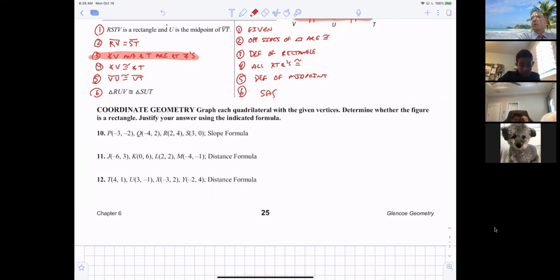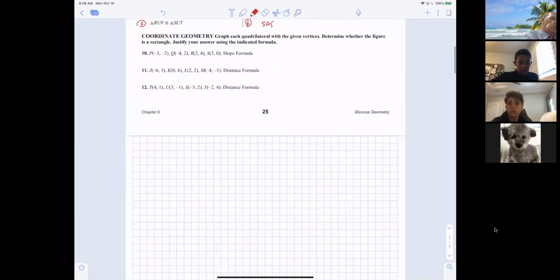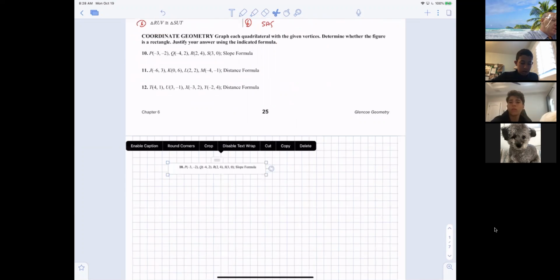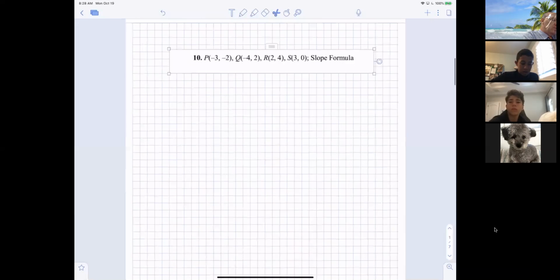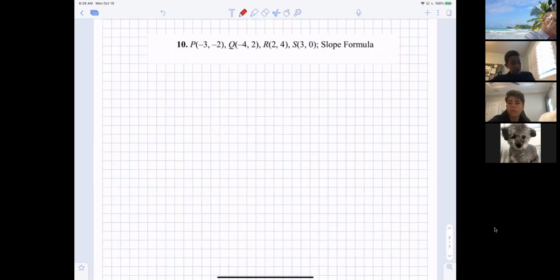Someone. Brady. If like the opposite lines are perpendicular. Yeah. If consecutive sides, you're comparing consecutive sides. If the consecutive sides' slopes are perpendicular. All right, that's what we want to do. So what I'm going to do is I'm just going to grab number 10 and put it down here, blow it up so we can see it real quick.